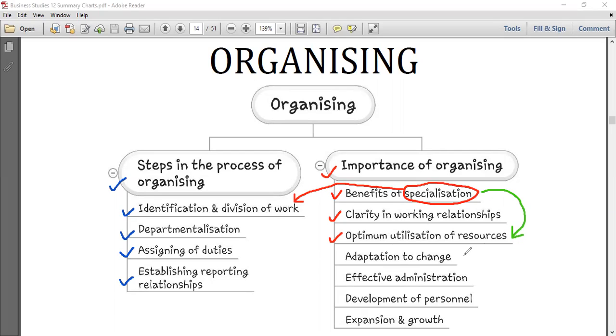Then comes adaptation to the change. The fourth benefit that we will achieve by performing the organizing function is adaptation to the change. What does adaptation to change mean? देखिए, जब एक बिजनेस एनवायरनमेंट में चेंज आता है, यू ऑल नो दैट बिजनेस एनवायरनमेंट मींस द एक्सटर्नल फैक्टर्स अफेक्टिंग द बिजनेस परफॉर्मेंस, not the internal factors but the external factors.